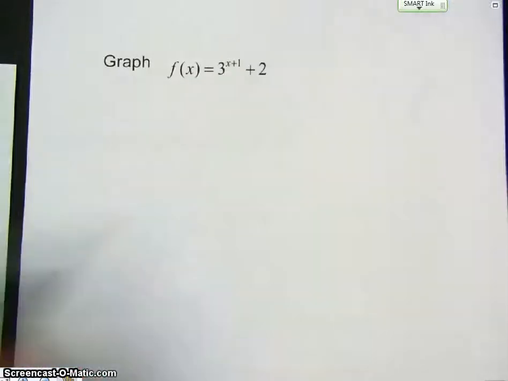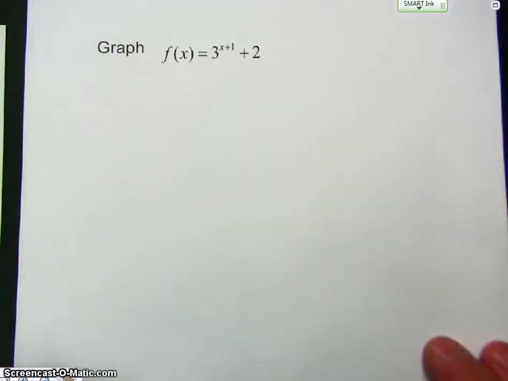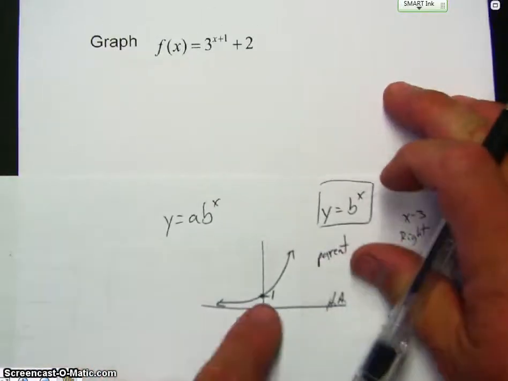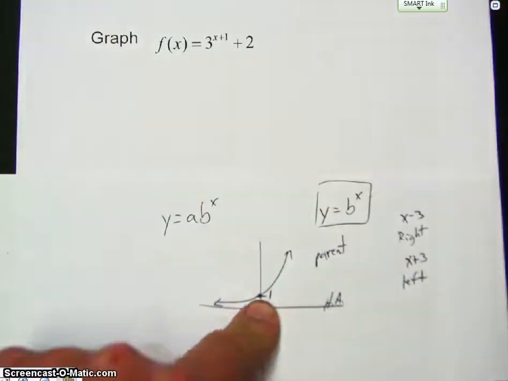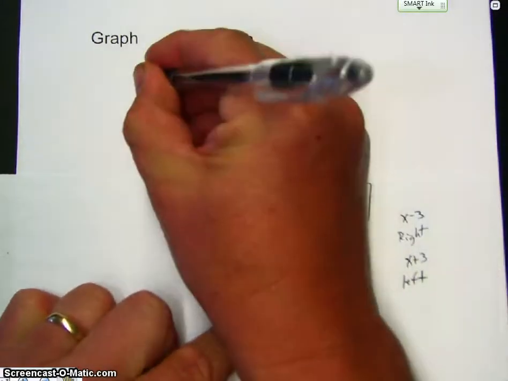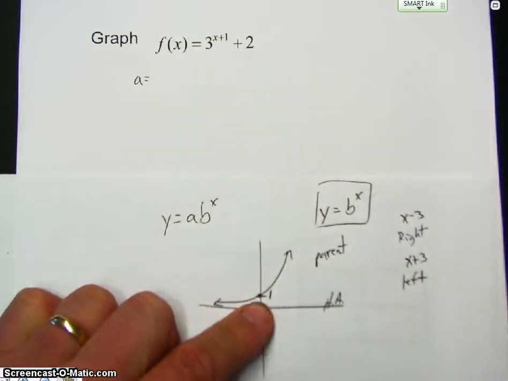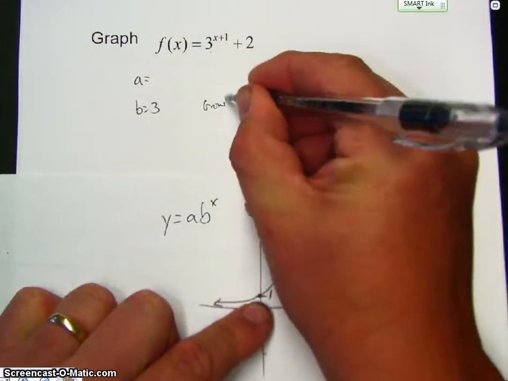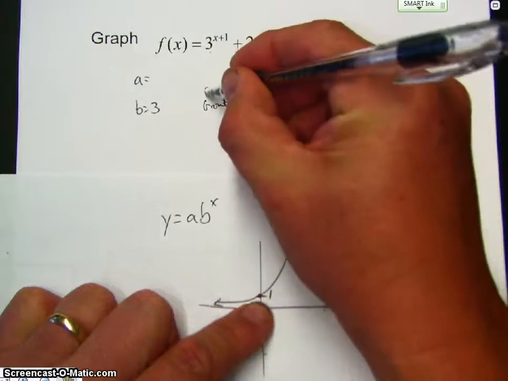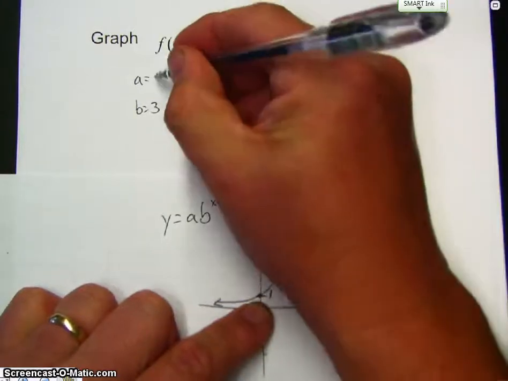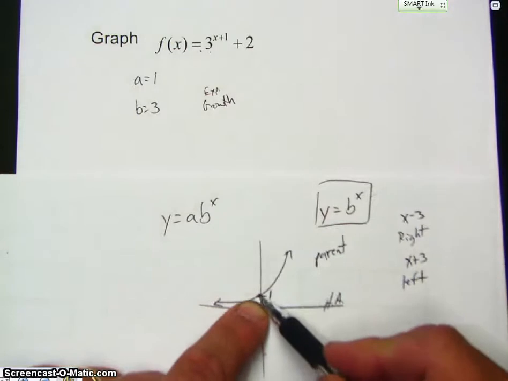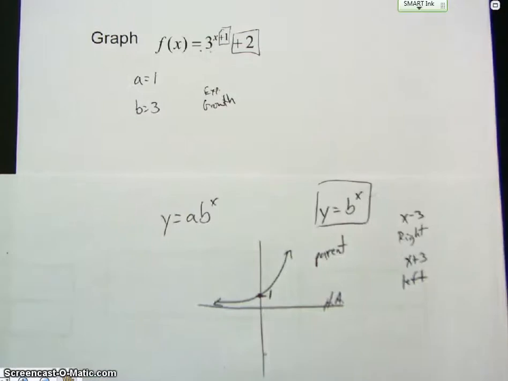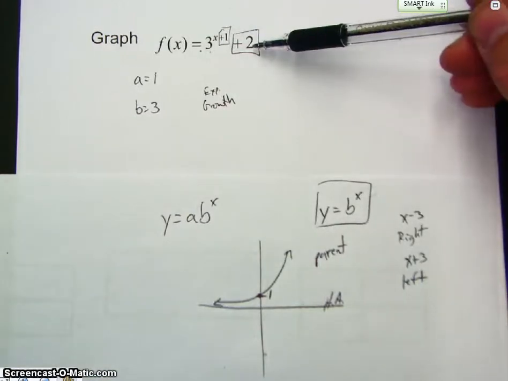Let's look at our first example. So, if you remember, we started where our y-intercept is 1. Well, first of all, what is a in this graph? Here, b is 3, so that means it's growth. X is in the exponent, so it's exponential growth. A is 1, so that means the y-intercept is at 1. So just like this, we're starting at 1. But you notice I'm adding 2 more things. So I'm moving it left and right, and I'm moving it up or down.